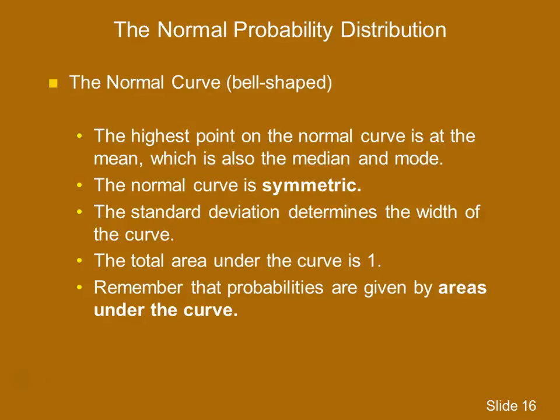A few little points about the normal curve. The mean, the median, and the mode, remember, on a perfectly symmetric distribution with one peak are all the same. So right in the middle of the distribution is the mean, the median, and the mode. As we've already said, it's perfectly symmetric. The standard deviation determines the width of the curve. We'll take a look at that in a moment. Total area under the curve is 1 unit to make it a legitimate density function. And remember that probabilities are going to be given by areas under the curve between the points we want to look at.